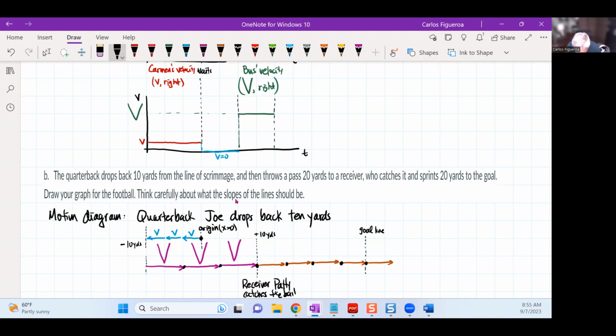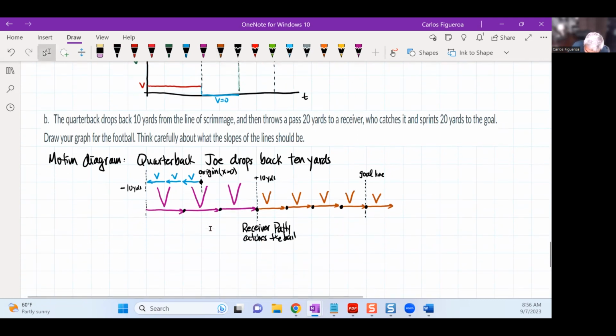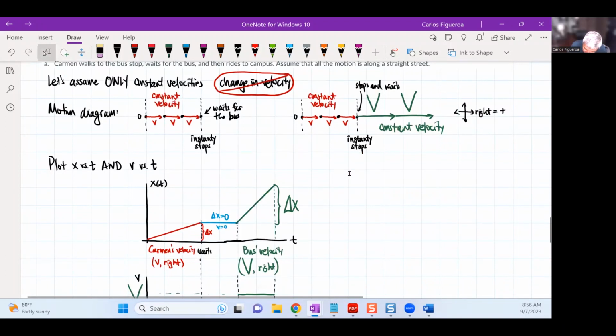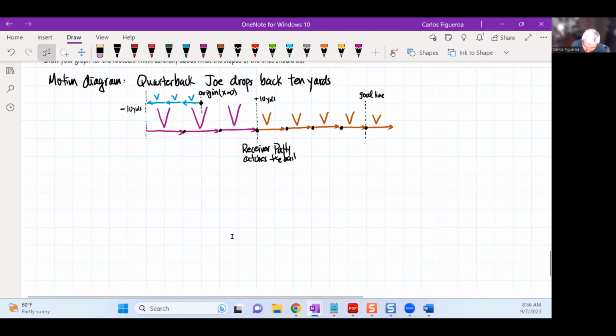So when I'm looking at this, my velocity is not as big as the purple, but it's bigger than the blue. So I'm going to say that that's what my motion diagram looks like. What does the graph look like now? We're going to say the same thing that we did here. So here we go. Now let's draw the graph.